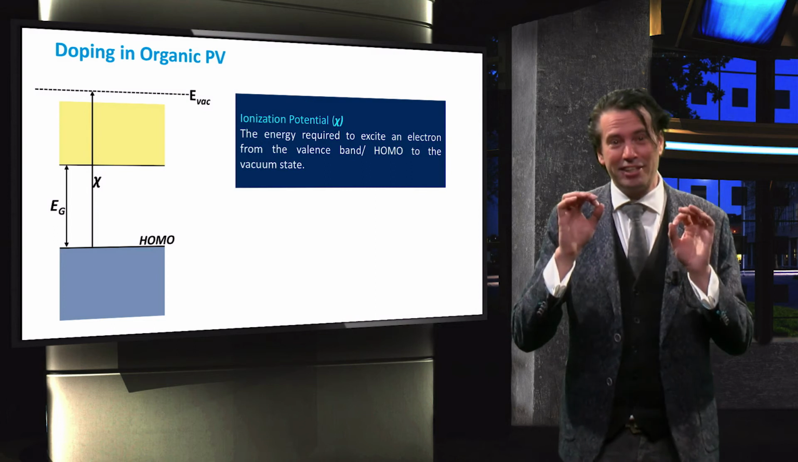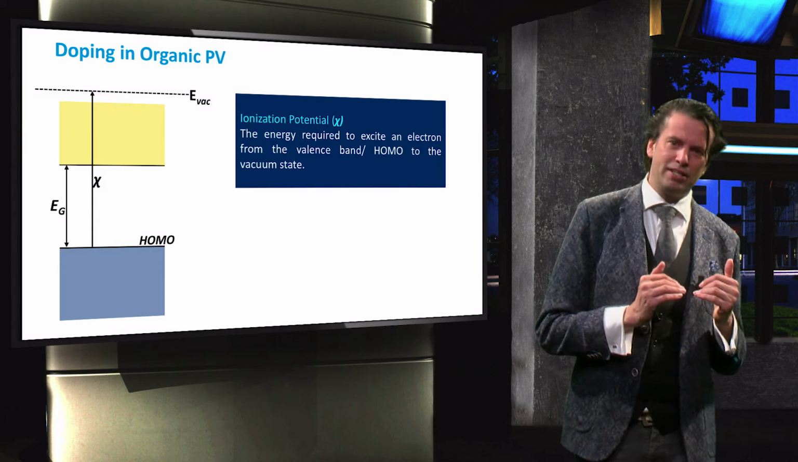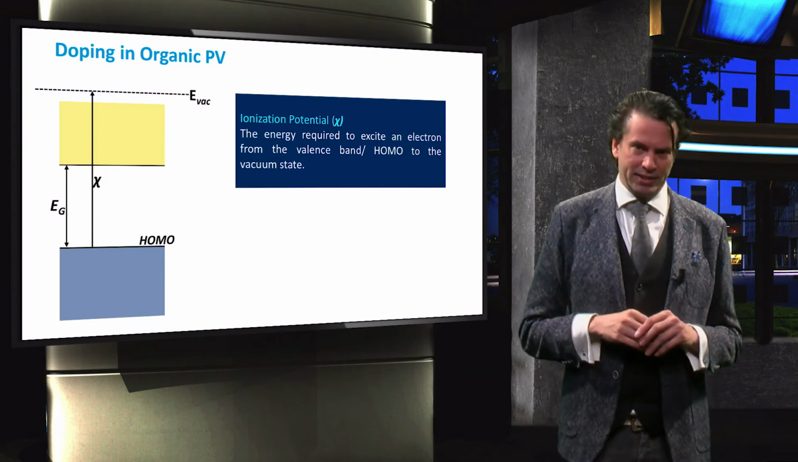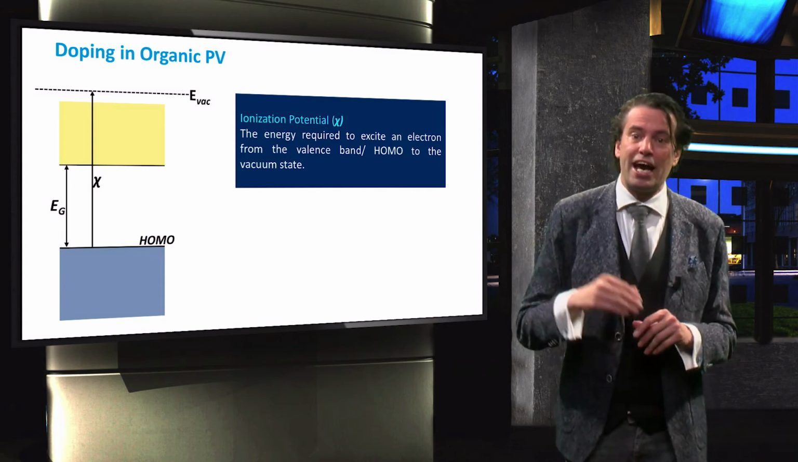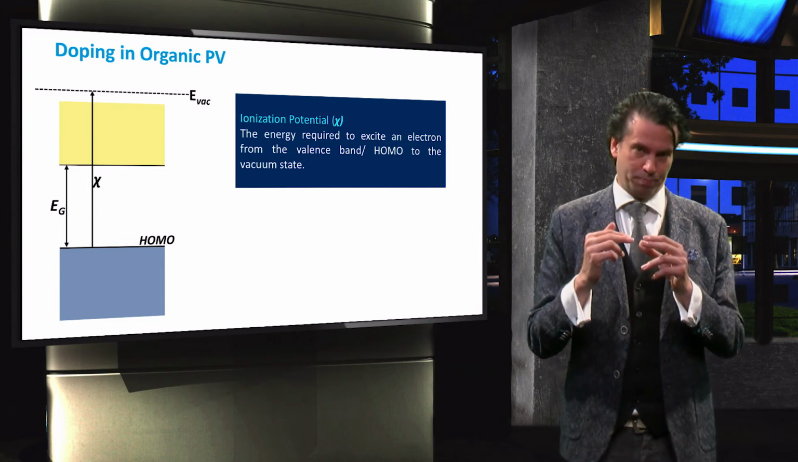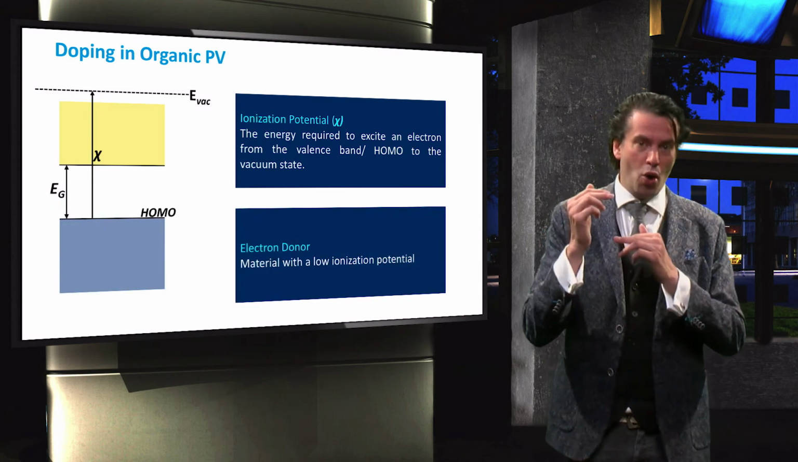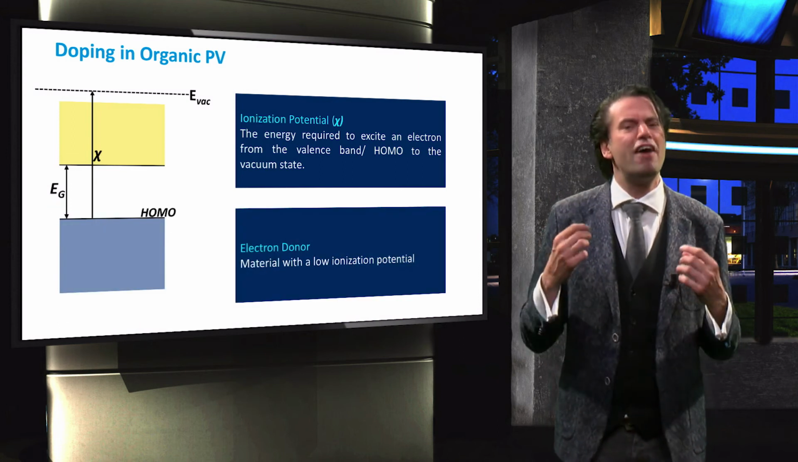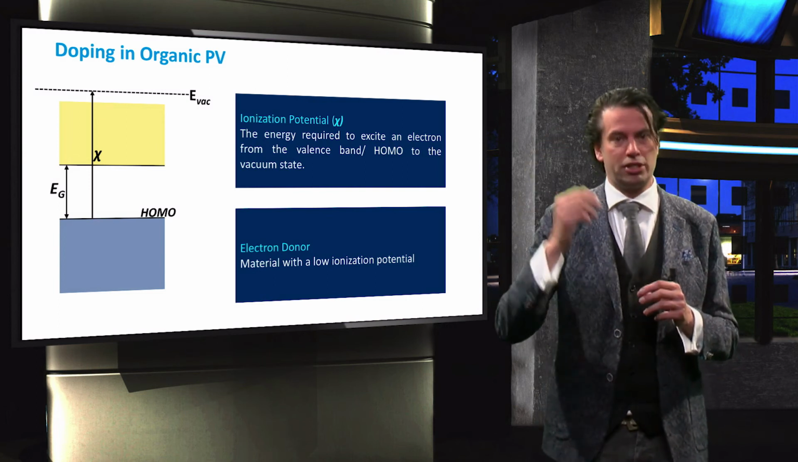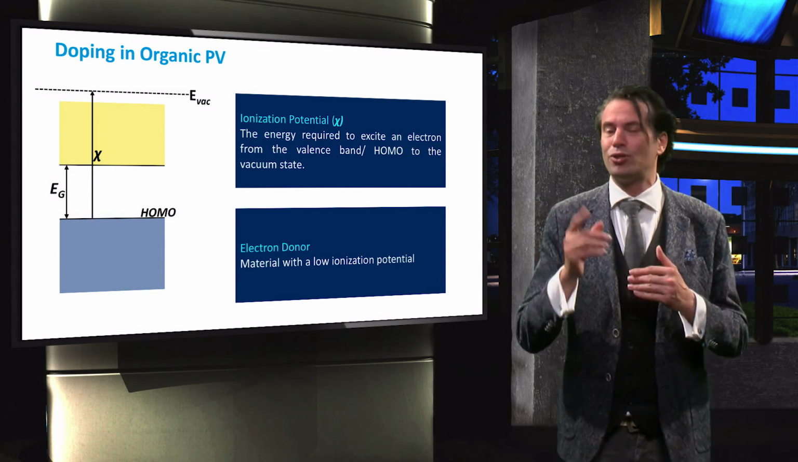Ionization potential is defined as the energy required to excite an electron from the valence band, or HOMO, to the vacuum energy level. In the energy band diagram, this translates to the difference in the energy between the vacuum state and the valence band, or HOMO. Using this definition, we can infer that a material with a low ionization potential requires very little energy to excite an electron from its valence band to the vacuum state. This allows us to refer to such material as electron donors.